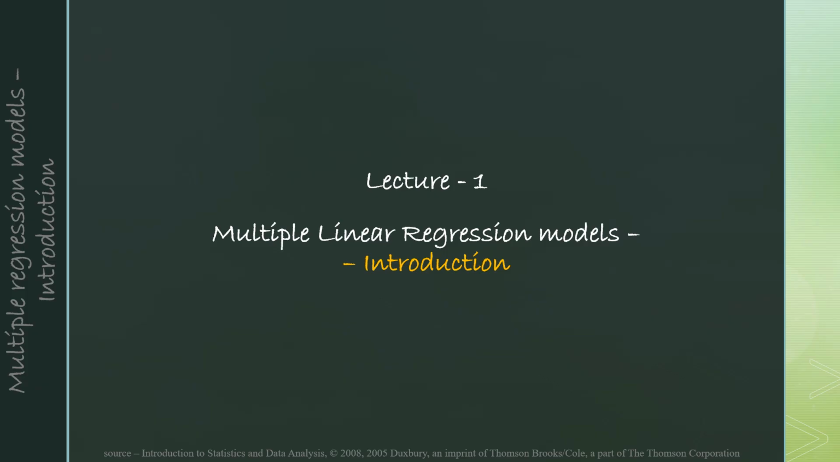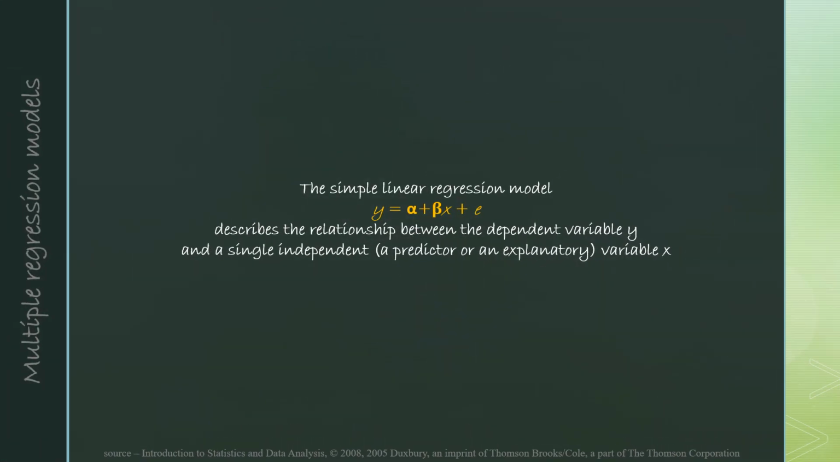As part of this lecture, we focus on getting introduced to the multiple linear regression models. We use the single linear regression model as the basis to build our understanding of the multiple linear regression models. The simple linear regression model y equals alpha plus beta multiplied by x plus e describes the relationship between the dependent variable y and a single independent variable, also called a predictor or an explanatory variable, x.